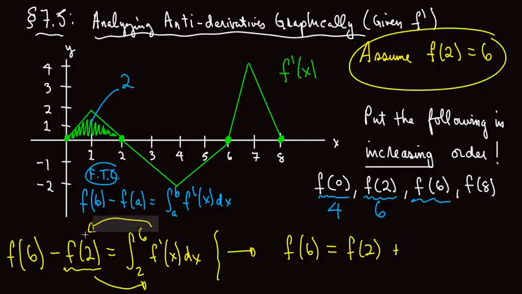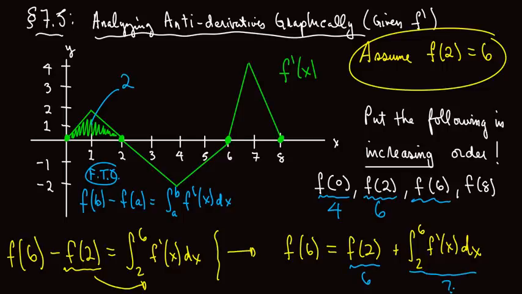That's not necessary. Let's just keep it where it is. Okay? That's equal to, so f of 6 is equal to f of 2 plus the integral from 2 to 6 of f prime of x dx. We know that f of 2 is equal to 6. All we need to do is know what that integral is.